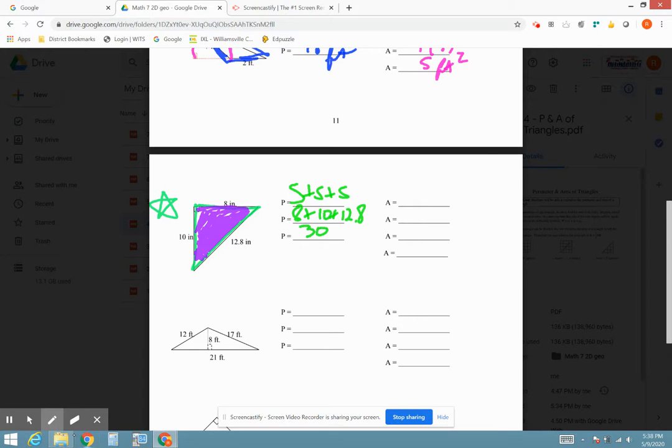So hopefully you got 30.8. Okay, and then for area, you would have done 1/2 base times height. So 1/2, the base would be 8, the height would be 10. Even if you wanted to flip it the other way and make the base 10 and the height 8, you get the same answer because multiplication is commutative. So I'm going to use 8 as my base and 10 as my height. So 4 times 10, or 40 inches squared.